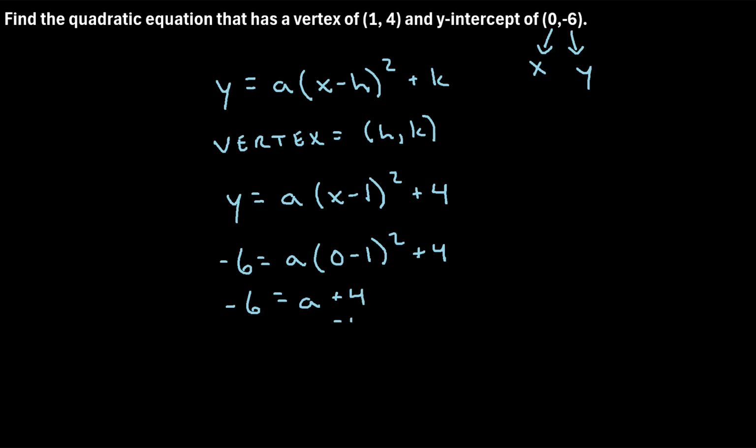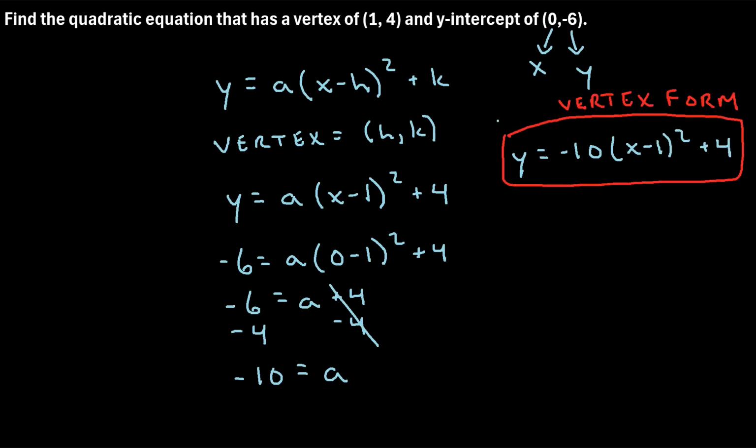Now to solve for a, we can subtract a 4 from each side. So -6 minus 4 is -10 is equal to, over here the 4's cancel out and we're just left with a. So a is equal to -10. So that's what we can fill in right here for a. So we could write our final answer as y is equal to -10 times (x minus 1) squared plus 4. So this is our solution in vertex form.